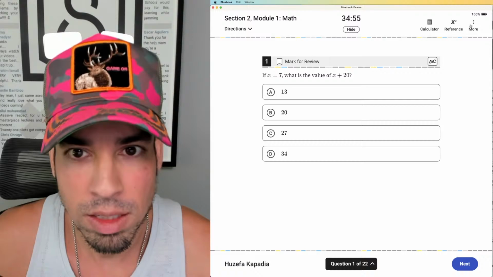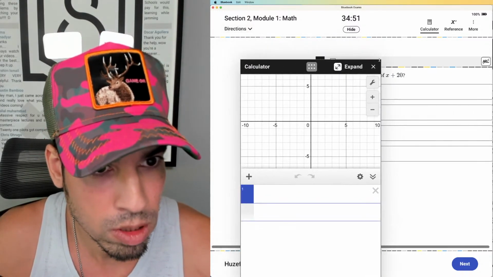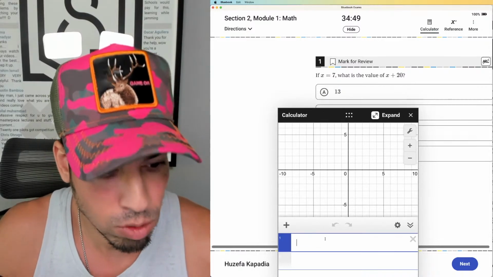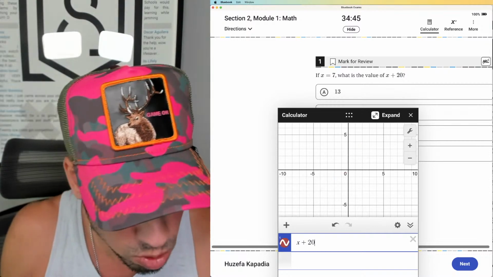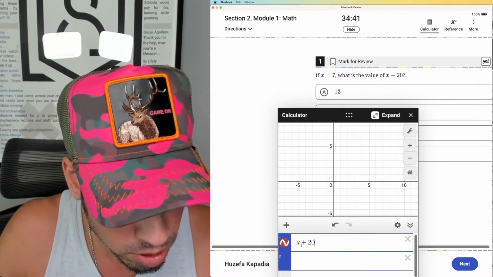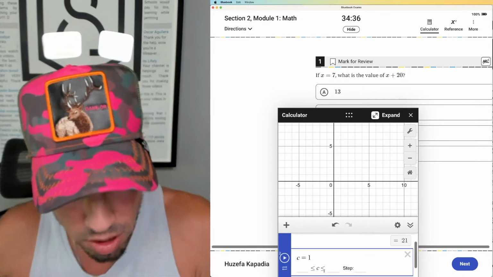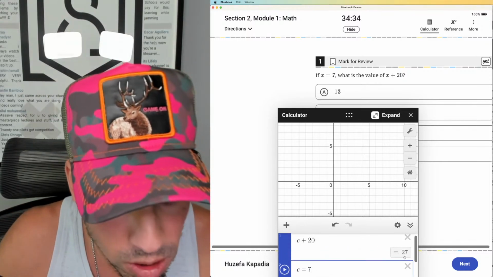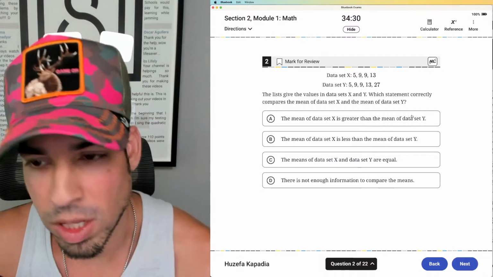Okay, so then it's set here. I'm going to solve everything on the calculator, okay? So let's get this here. It says if x equals 7, what is x plus 20, right? So they want to know what is x plus 20. And actually, let's do it like this. Let's say c plus 20, because then we can add a slider. And they're saying when c is 7, what is the value? 27. Boom, done. Okay, moving on to the next one. So that's just a little plug and check.